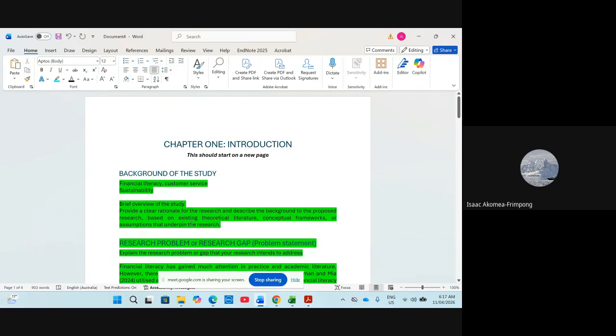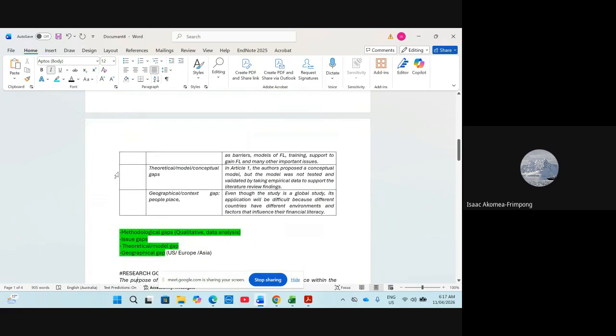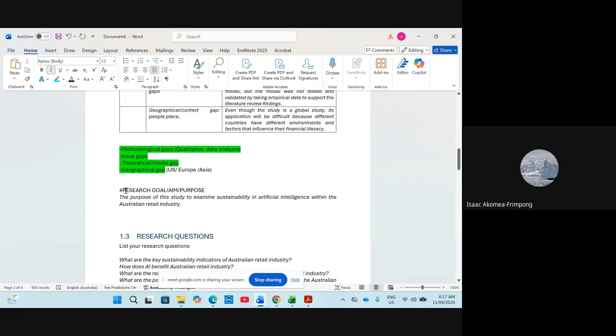In trying to get our thesis chapter 1 done, we focus on a section that we call background of the study. And then we write what we call the problem statements. From problem statements, we write what we call the research goal, or aim or purpose, they mean the same thing. Then we write the research questions.